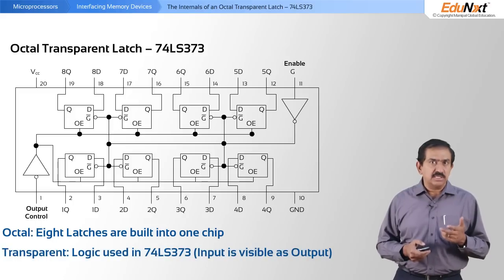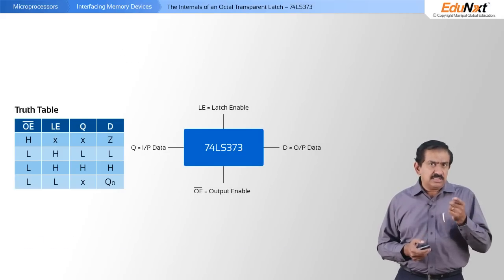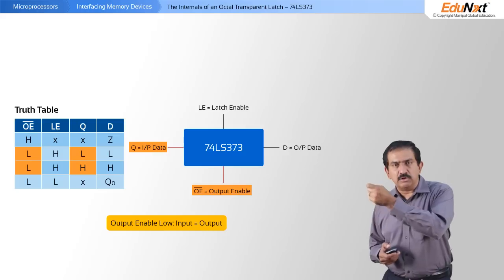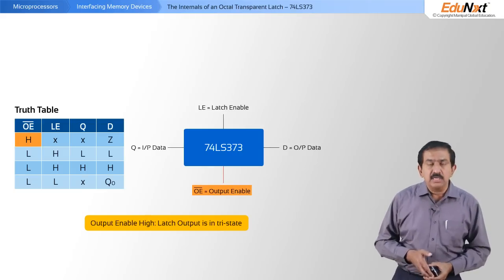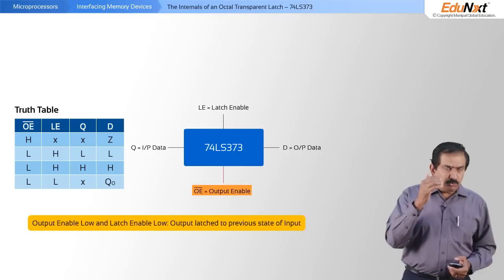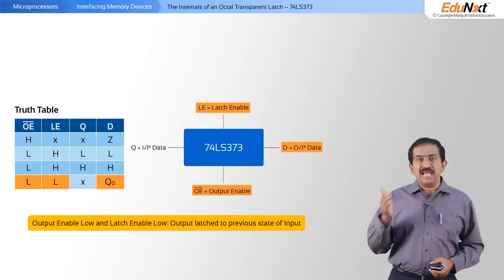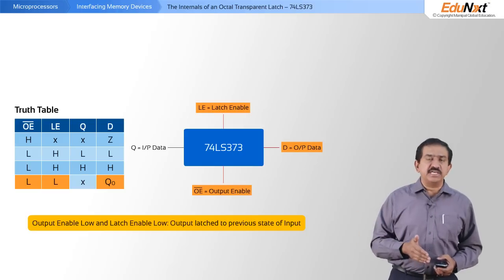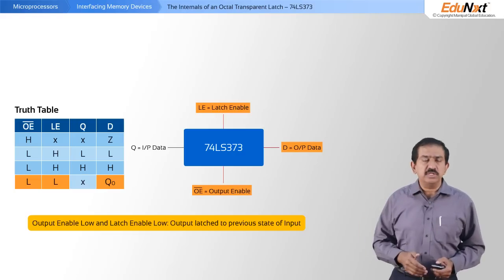It is transparent because of the logic used in the 373. How does this work? The moment the output enable is low, whatever you see on the input pin is available and visible on the output pin. That means the input is transparently available on the output. If the output enable pin is high, then the output of the latch is in a tri-state condition, high impedance condition. If the output enable is low and the latch enable signal is low, then the output is latched to the previous state of the input signal, and after that the output will not change its state as long as the latch enable continues to remain low. So it has latched the input value onto the output pin.